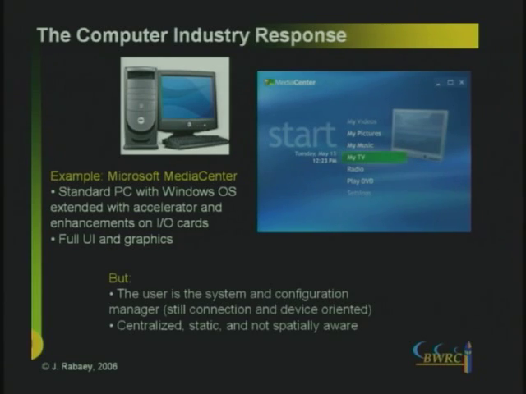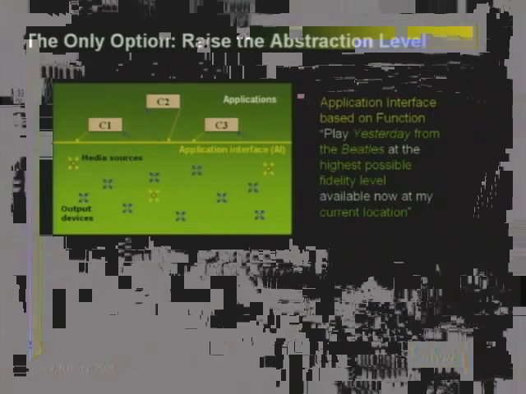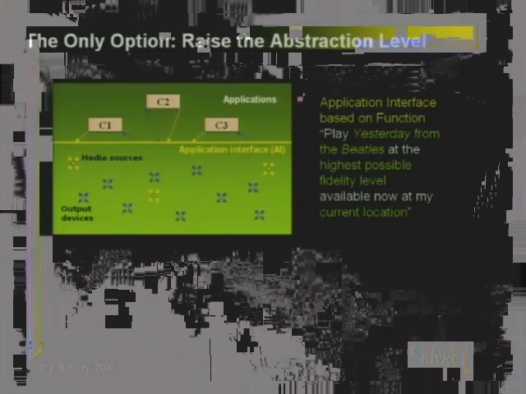So the user is still the system and the configuration manager. Still the same thing. You basically manage, you say, I'm going to do that and that and that. Not intuitive. And it's still centralized, static, and not spatially aware. It's not aware of where you are, or where people are. What I really would like to do is the following thing.